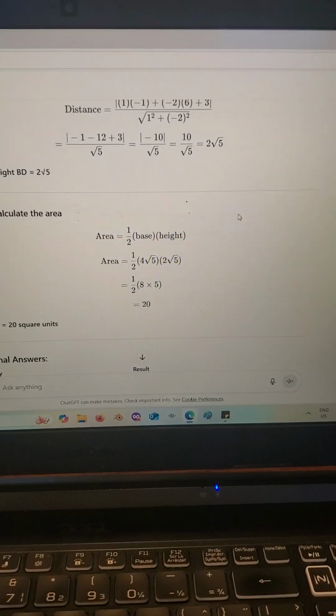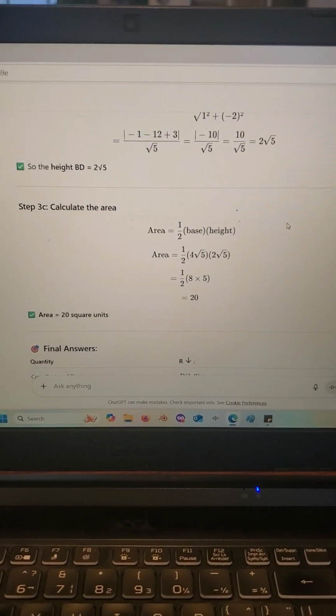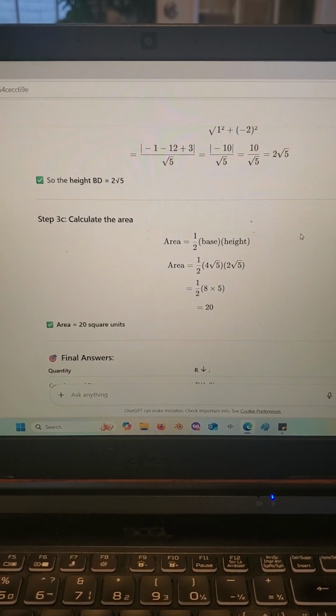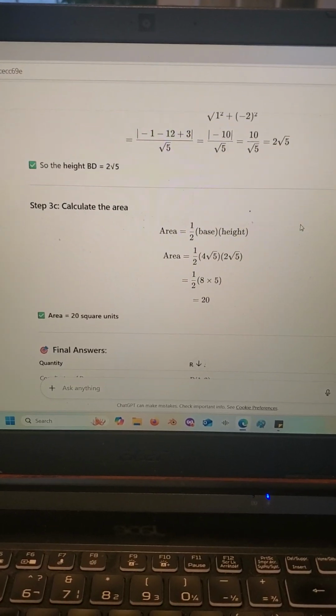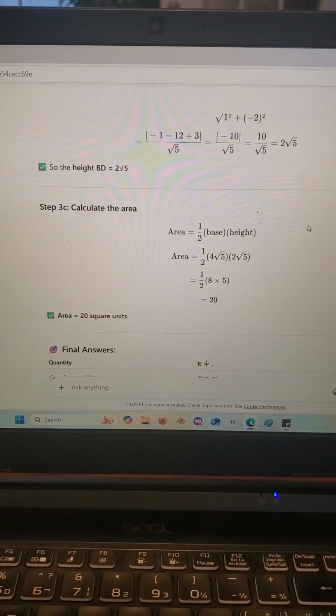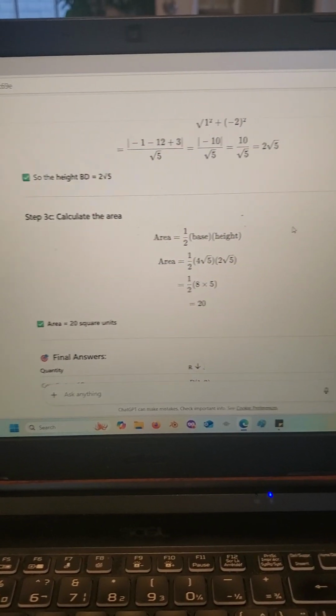So since we have all the information we need, we can now answer the question. We know the base, as it was told earlier, is 4 square root 5. We know the height is 2 square root 5. So then it becomes 8 times 5 equals 40. I'll show you the long form.